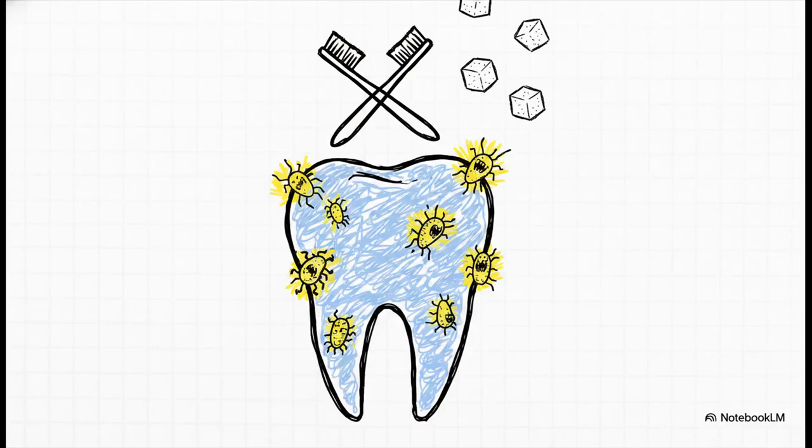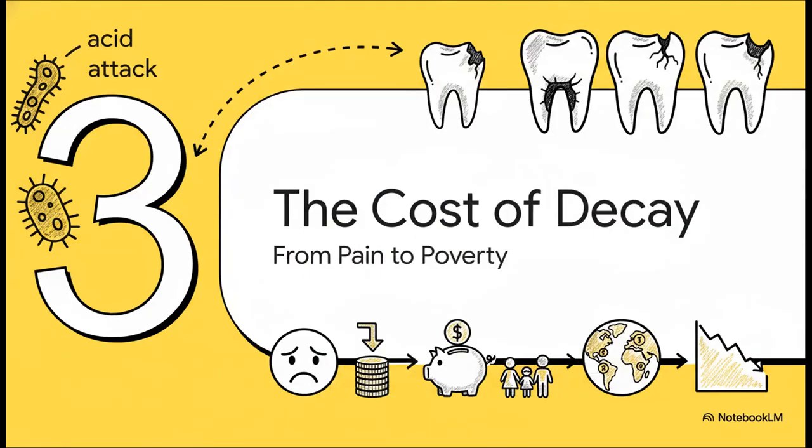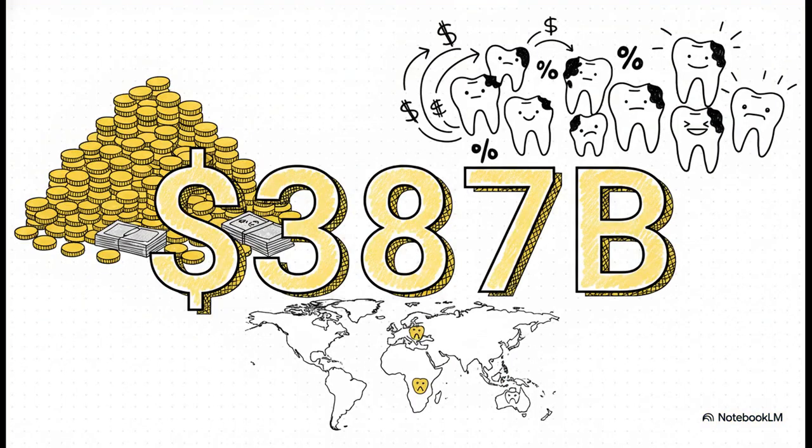So, plaque. It's this sticky, nearly invisible film of bacteria that is literally constantly forming on your teeth. If we don't brush away this invisible villain with a simple pea-sized drop of fluoride toothpaste, the bacteria just sit there and feast on those sugars. When we skip brushing and flossing, when we fail to physically disrupt that sticky plaque and fortify our enamel with fluoride, well, the bacteria win the microscopic battle. Moving on to Section 3, the cost of decay, from pain to poverty. Now, take a look at this, $387 billion.